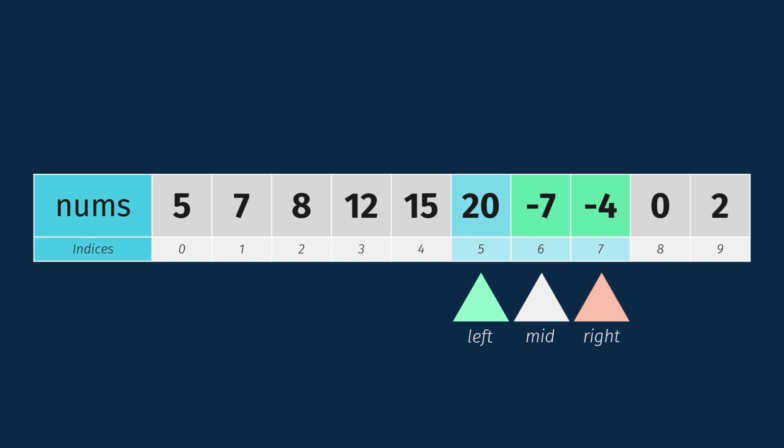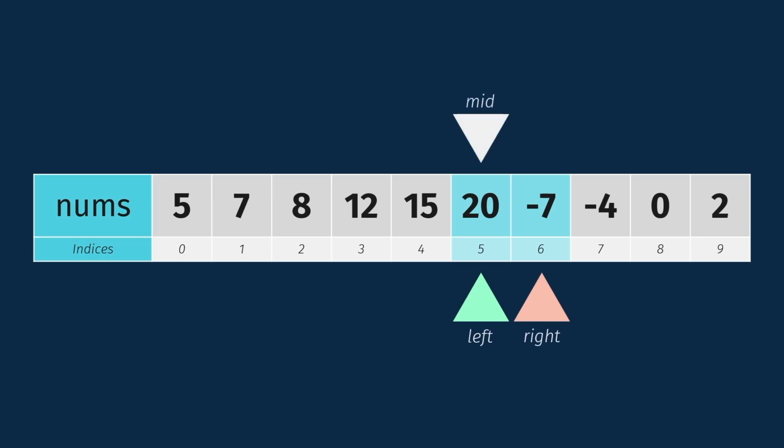we know this section is sorted, and the minimum must be at mid or to its left. So we move the right pointer to mid, which is index 6. Our search space has shrunk to just indices 5 and 6. So let's calculate mid one last time. 5 plus 6 by 2 gives us 5.